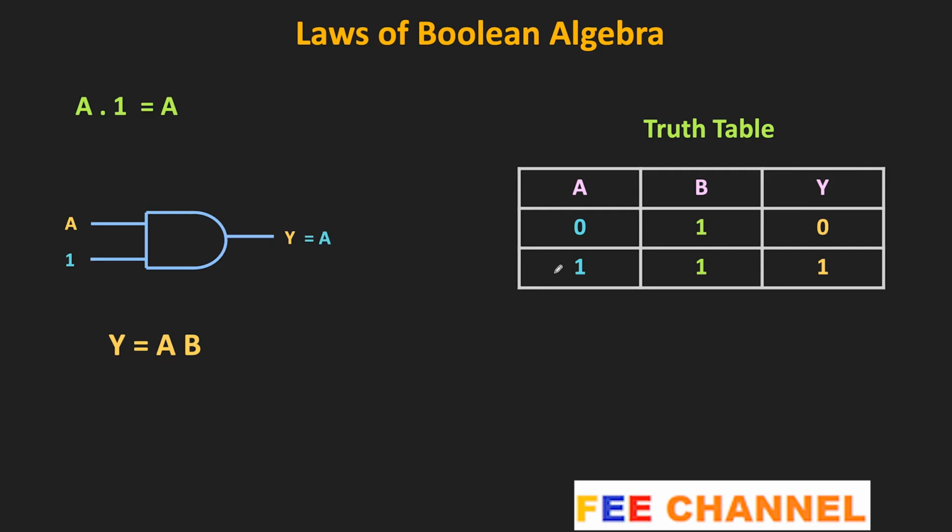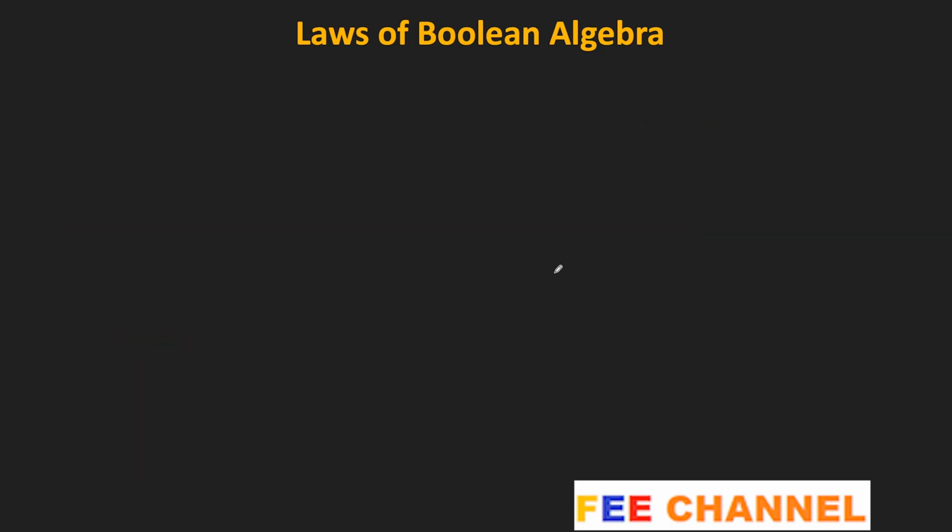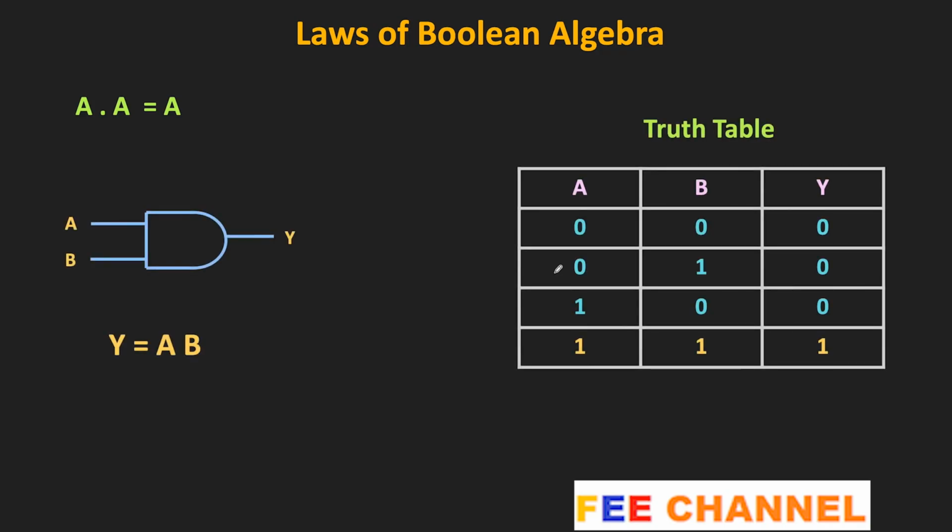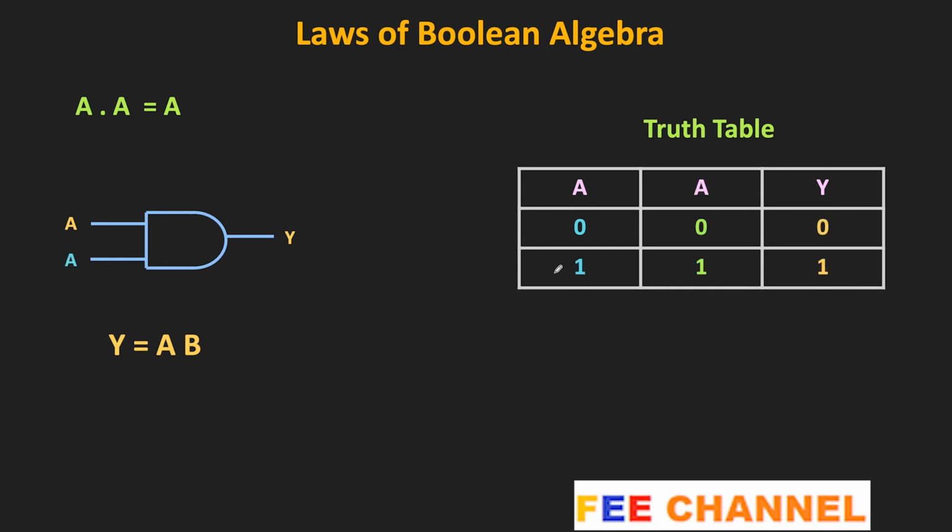Then the next is the AND operation of a and a is equal to a. That means during the AND operation, when both inputs are the same, the output is the same as the input. So, here is the truth table of the 2 input AND gate. And whenever both inputs are the same, this b is also equal to a. In this case, for the input a, there are 2 possibilities. When a is equal to 0, both inputs are 0.